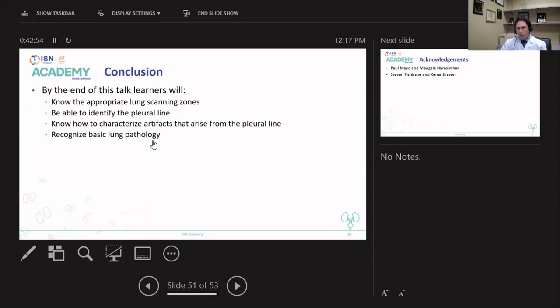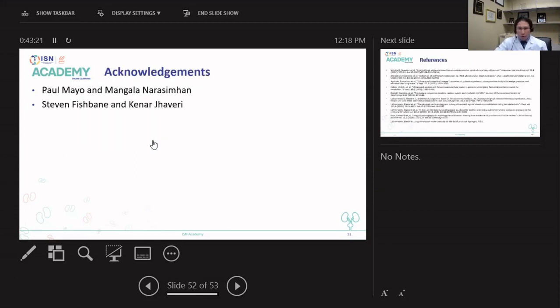And then we talked about how to characterize the artifacts that arise from the pleural line. Are they A lines or are they B lines? And what does that mean? And we finished up by talking about basic lung pathology, how to identify a pleural effusion, how to identify a consolidation. And with that, I would like to say thank you, and I hope you enjoyed my talk.